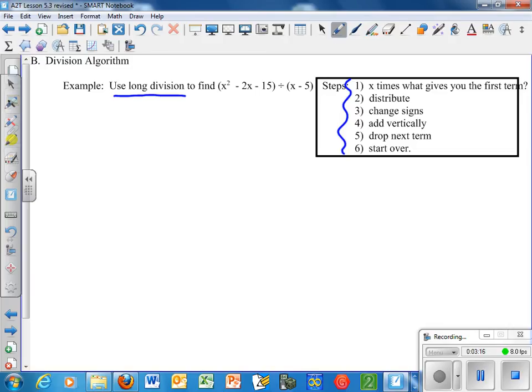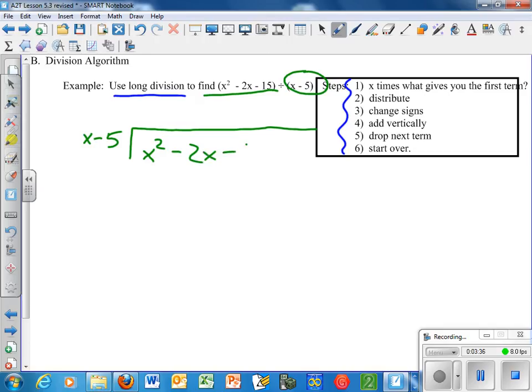So this is what's going to go underneath the division symbol, and then this is what we're dividing by. So I'm going to have x minus 5, and then that's going into x squared minus 2x minus 15.